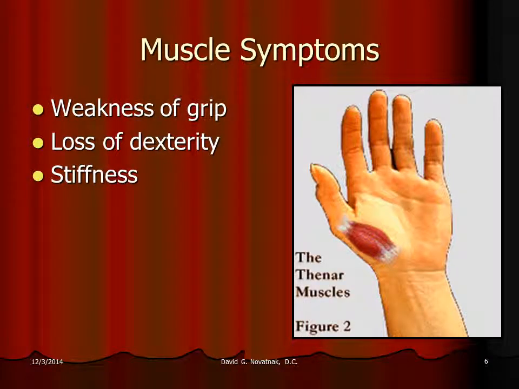There are also what we call muscle symptoms or motor symptoms of carpal tunnel, because the nerve not only affects the feelings in your hand, it also affects the energy going to the muscles. This is the most common muscle that's affected. It's called the thenar muscle in the thumb. This becomes very weak. Therefore, you end up with loss of grip, loss of dexterity, and stiffness.